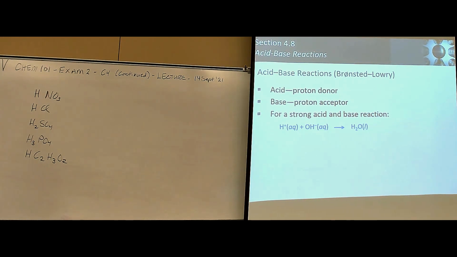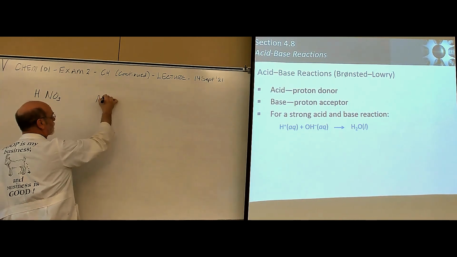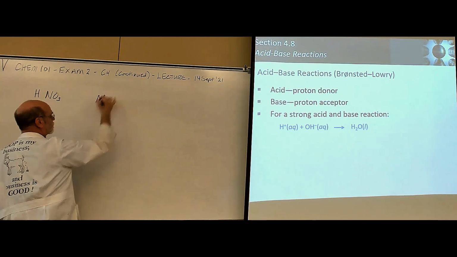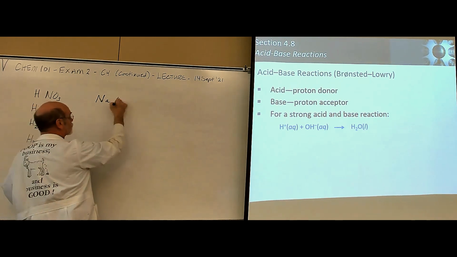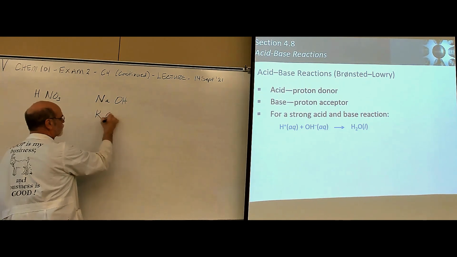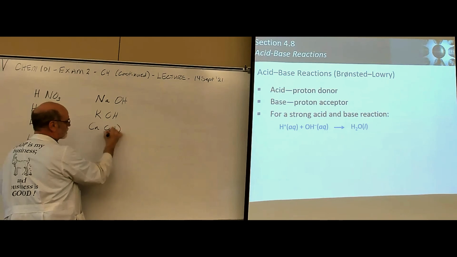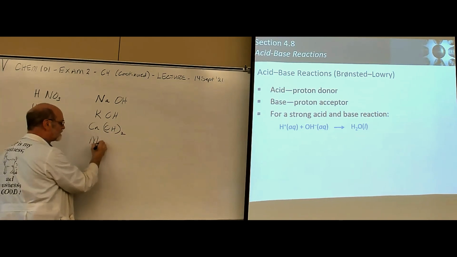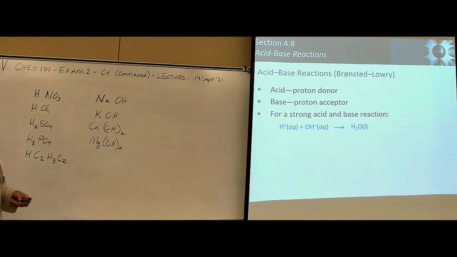Proton acceptors are bases. So we typically have hydroxyls of alkaline metals and alkaline earths. So sodium hydroxide is a base, and potassium hydroxide is a base, and calcium hydroxide is a base. Magnesium hydroxide is a base. Just examples. So how do these accept protons?